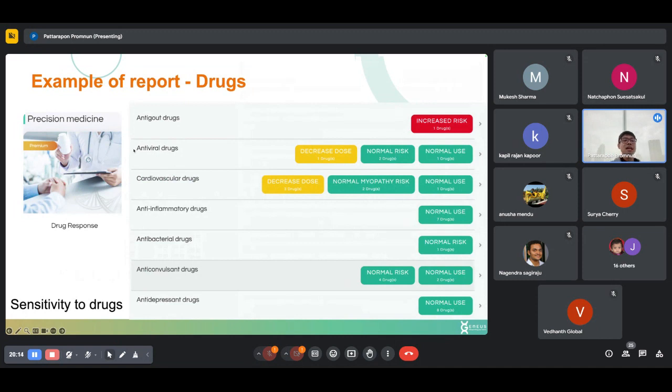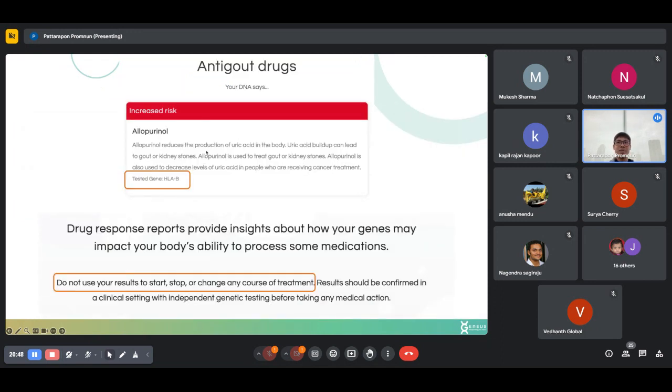Next, this is the example report of drug response or drug sensitivity. This is similar to the caffeine report, showing how your body can absorb or get rid of chemicals such as drugs. We test for many drugs such as anti-gout, antiviral, and cardiovascular drugs. This is for me. I am a sensitive person for anti-gout drugs. If I click into this report, it will show the details of the drugs for which I have an increased risk of sensitivity.